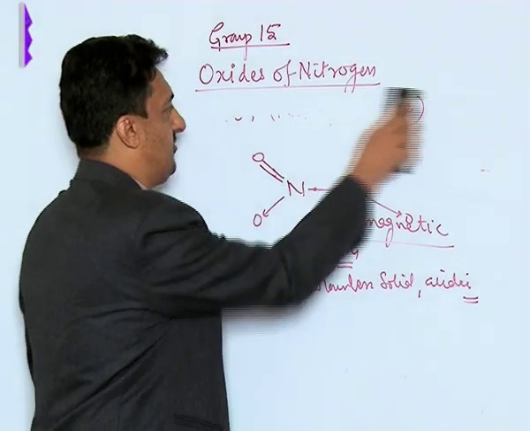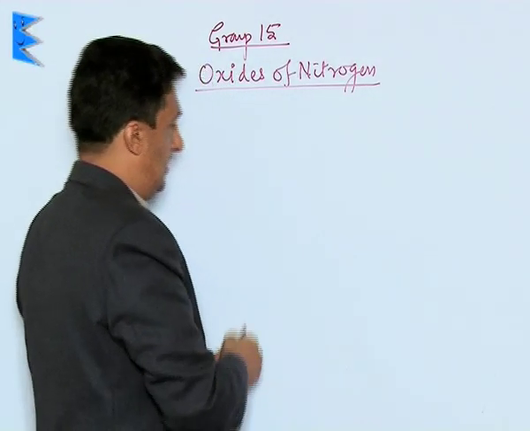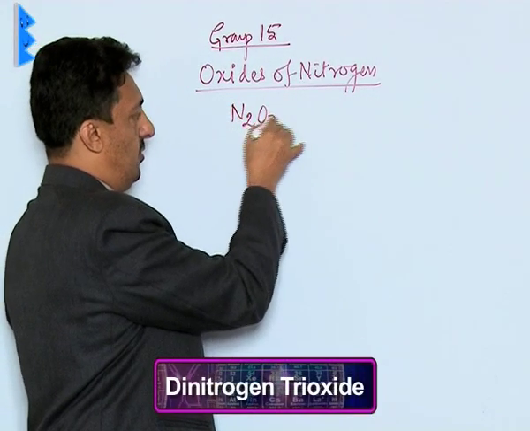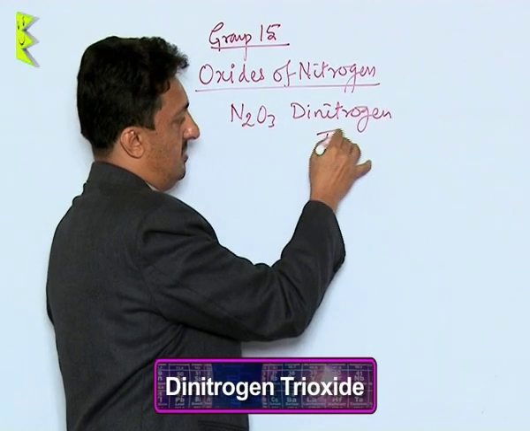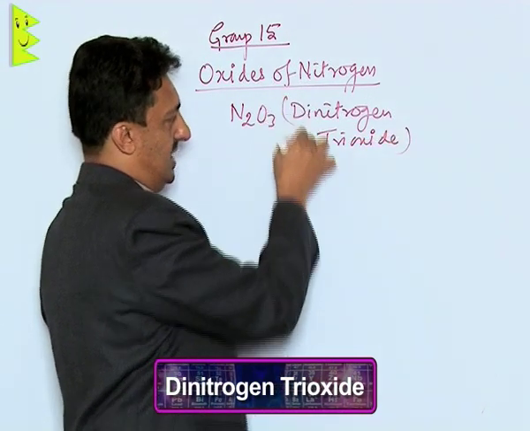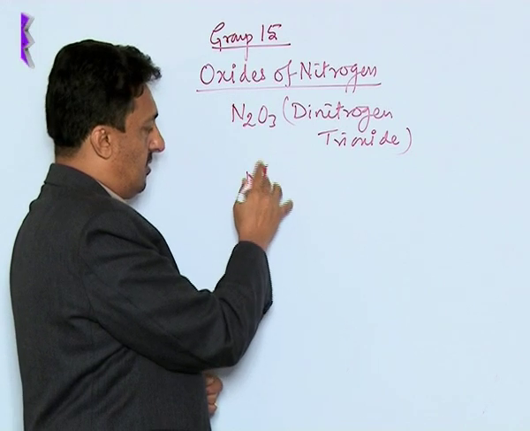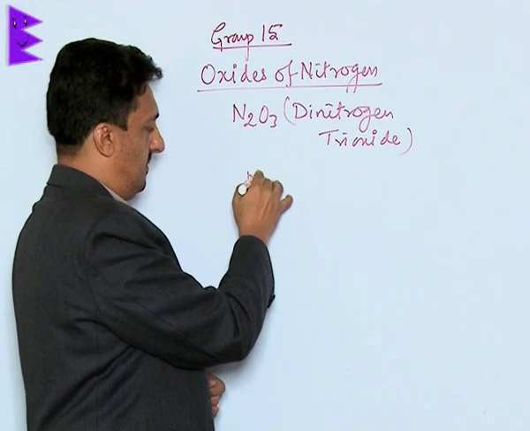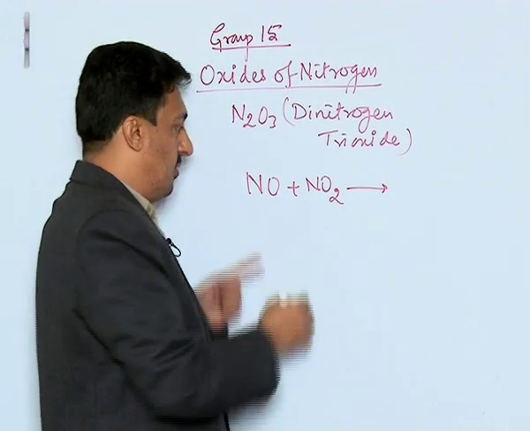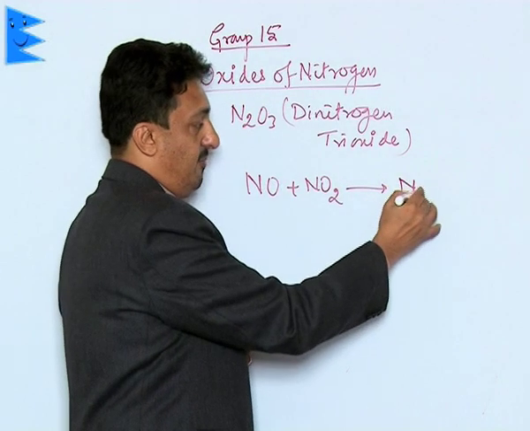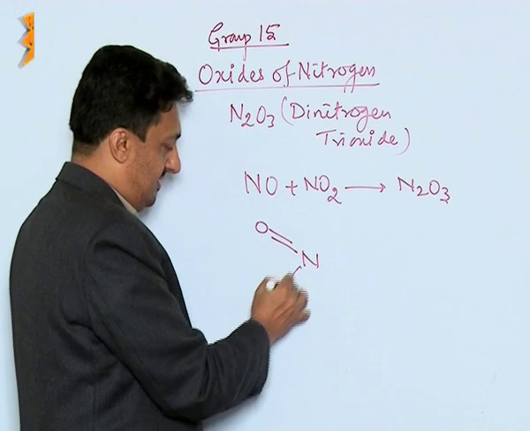The next nitrogen oxide is N2O3, called dinitrogen trioxide. It is formed by the combination of NO and NO2. Both of these are odd electron species. They both together combine to form N2O3. It is almost like this.